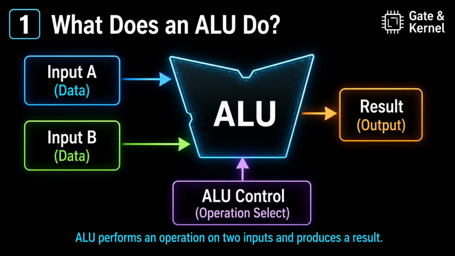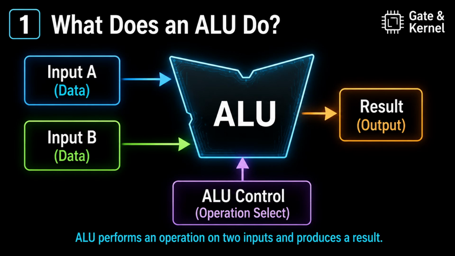Chapter 1. What does an ALU do? At the simplest level, an ALU takes input data, performs an operation, and produces a result. We can call the two main inputs A and B. For example, A might contain the number 5, while B contains the number 3. But there is an immediate problem. Just knowing A and B is not enough.